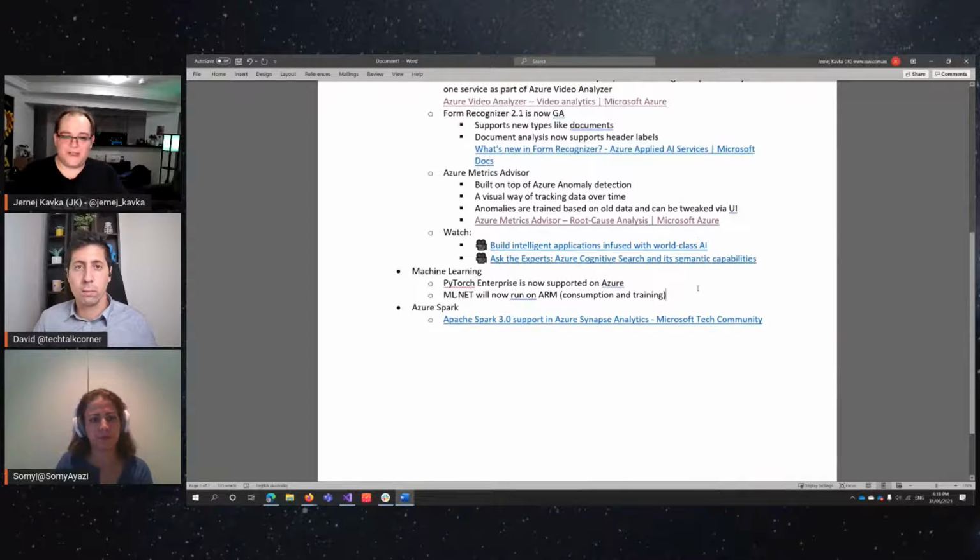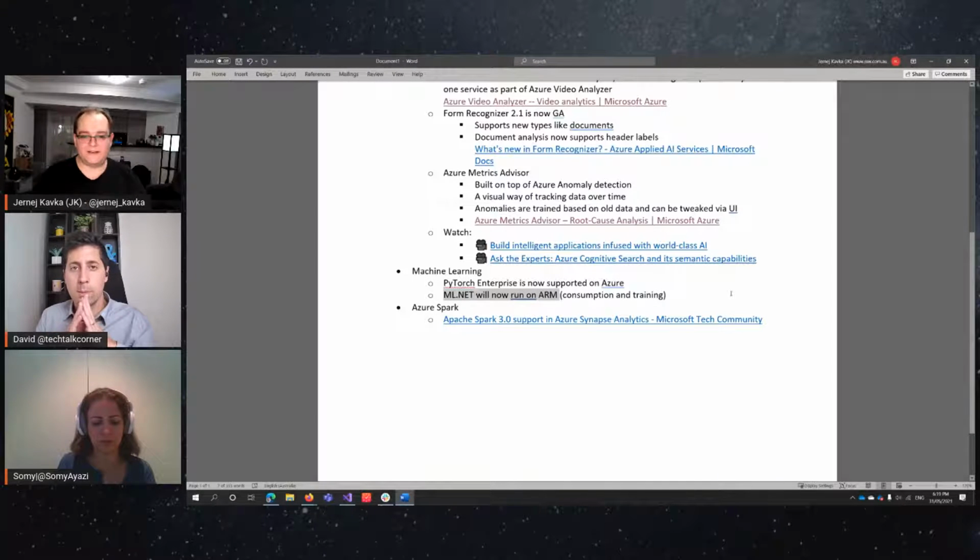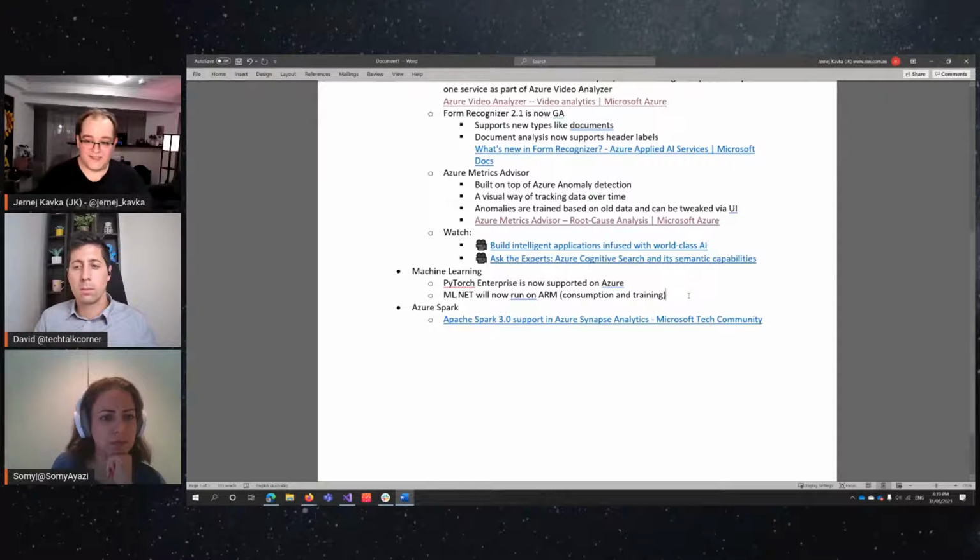All right, so we have two more sections to go. Machine learning: if anyone uses PyTorch Enterprise, you can now use it on Azure. And I mentioned previously that ML.NET will run on ARM, not just for consumption, which is something you could do right now, but also for training. This is going to come with .NET 6. And lastly, Azure Spark, David.